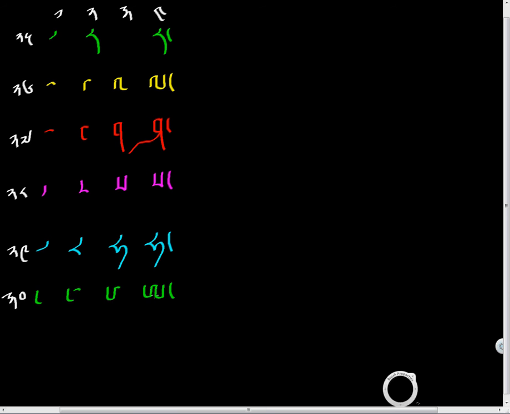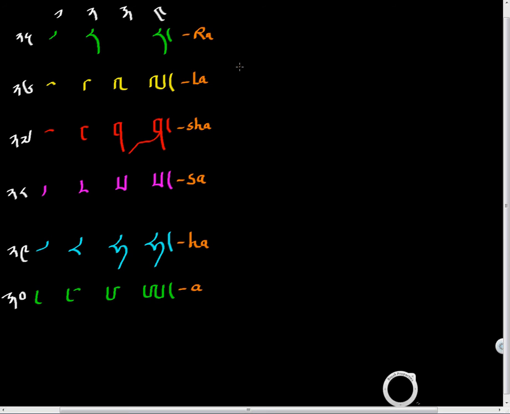So this is the 30th letter. So we just finished covering all the 30 alphabets in Tibetan. And now this is how it sounds in English. So this is R, A. And this would be L, A. This would be S H A. This would be S A. And this would be H A. And finally, this would be A.